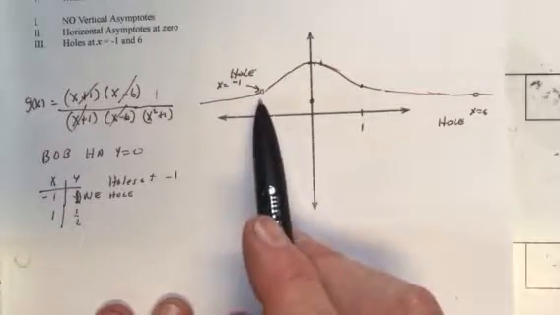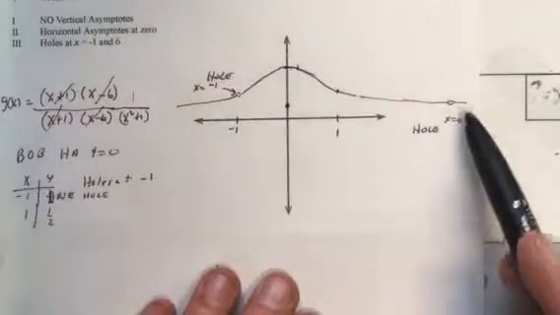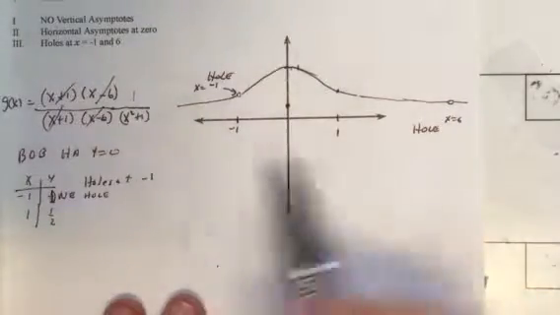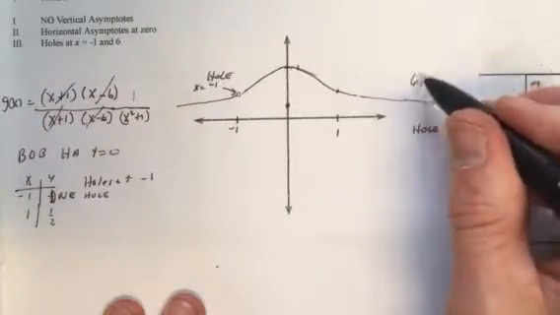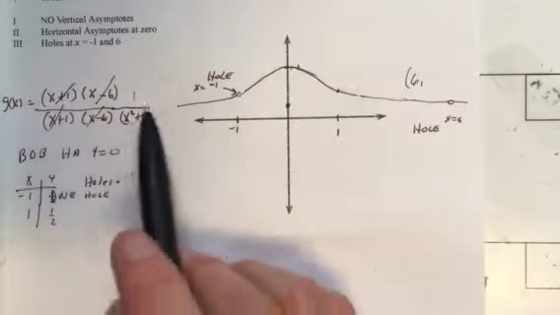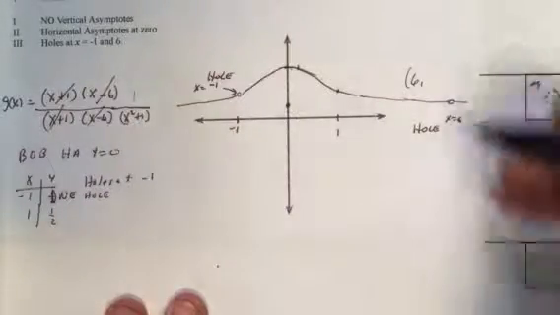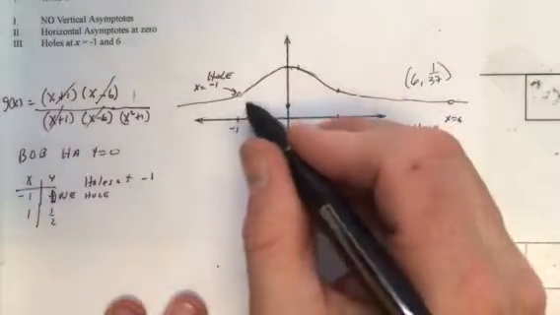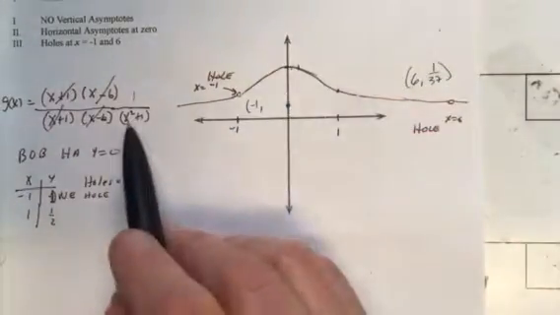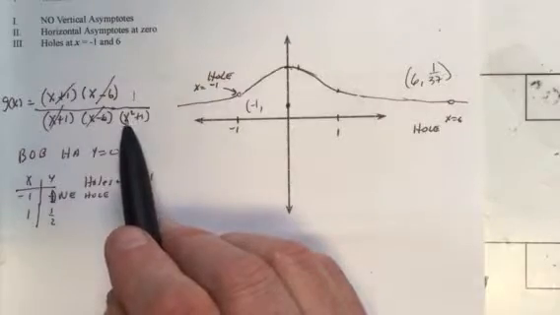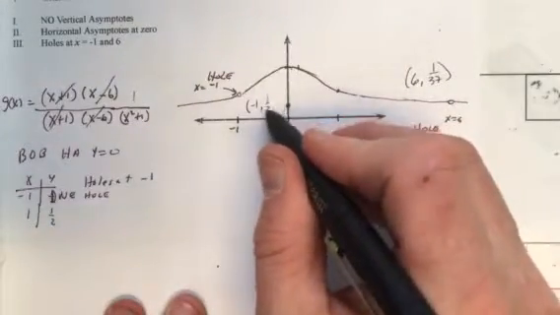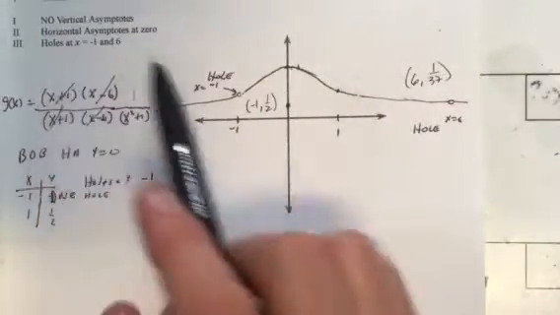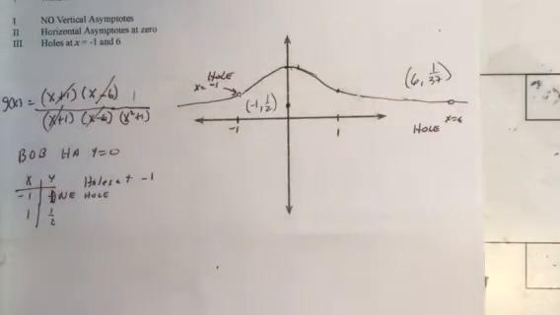Then I go to -1, and I put a hole in, and I can go way out here to +6 and sketch in a hole. And if you wanted to give the coordinates at 6 comma something, I guess you could. It would be 36 plus 1, so it would be 1 over 37. And here, if you wanted to give the coordinates, you could do -1 and then plug in 1. And -1 squared is 1, so that would be 1/2. Depending on if the instructions say that, but that's a little extra. Okay, good luck.